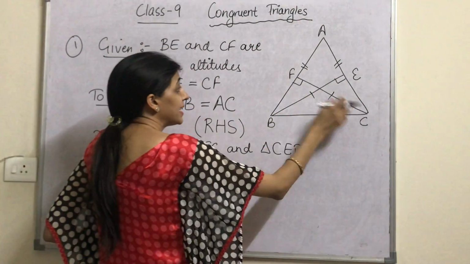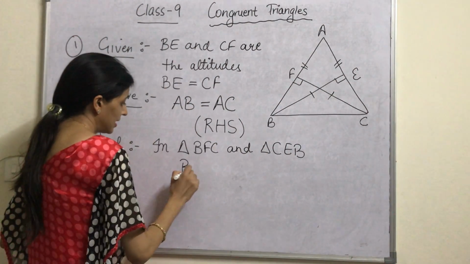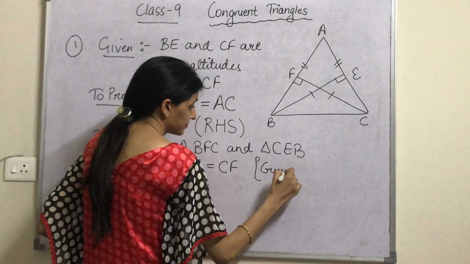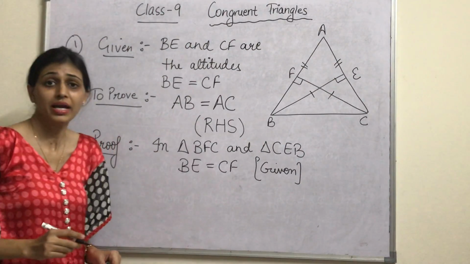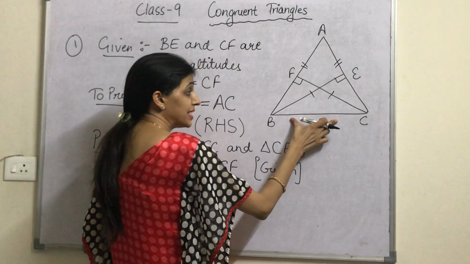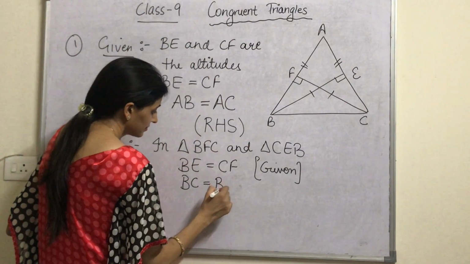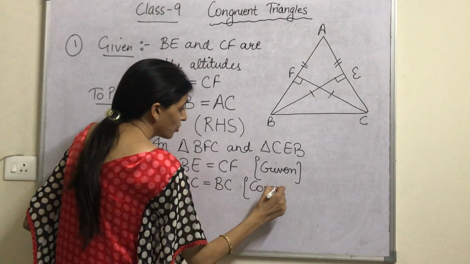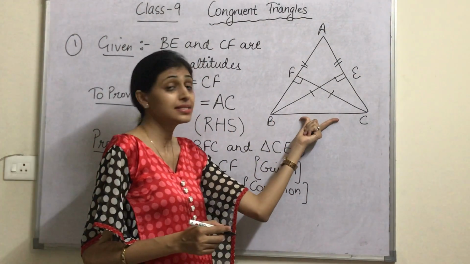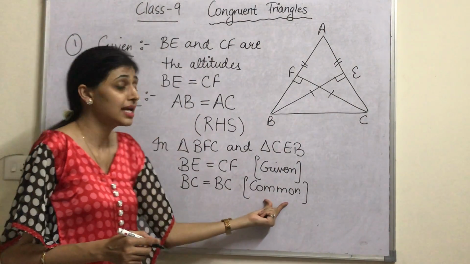Now we know BE is equal to CF. This is given to us, so I have written it down. Next thing, both the triangles are on the same base BC. So can I write BC equals BC, common? Right? Because both triangles lie on the same base.